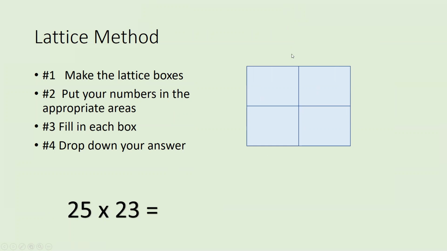Now, on the top, you put the first number. So we have 25. And what you're going to do for 25 is you're going to put your 25, the 2 represents one column and the 5 represents the other. And then you're going to have 23 on the other. So you have a 2 representing this row and a 3 representing this row.